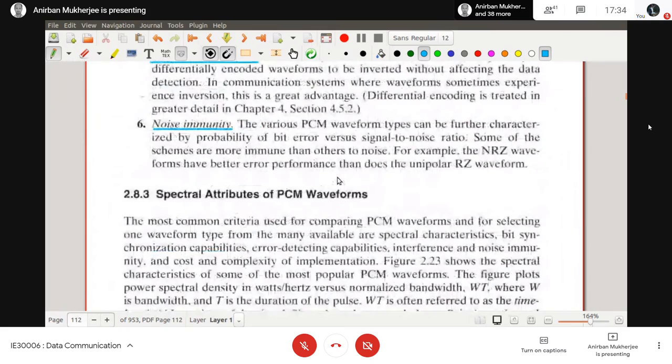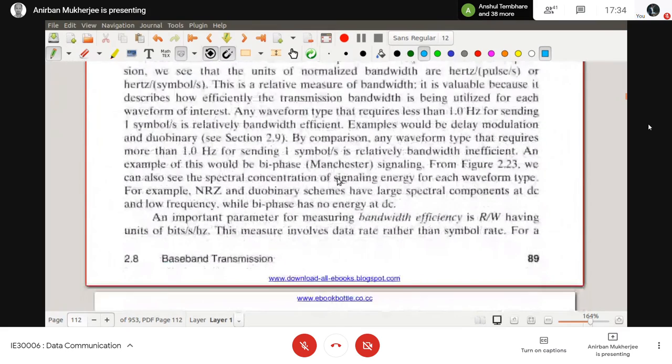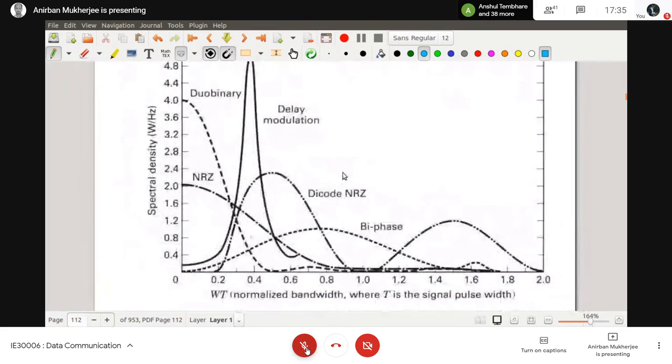And another one, let us see the spectral.